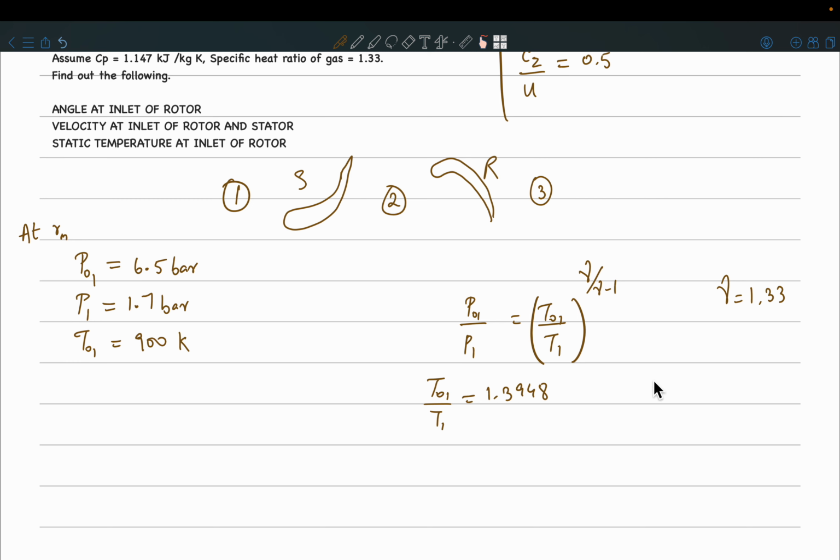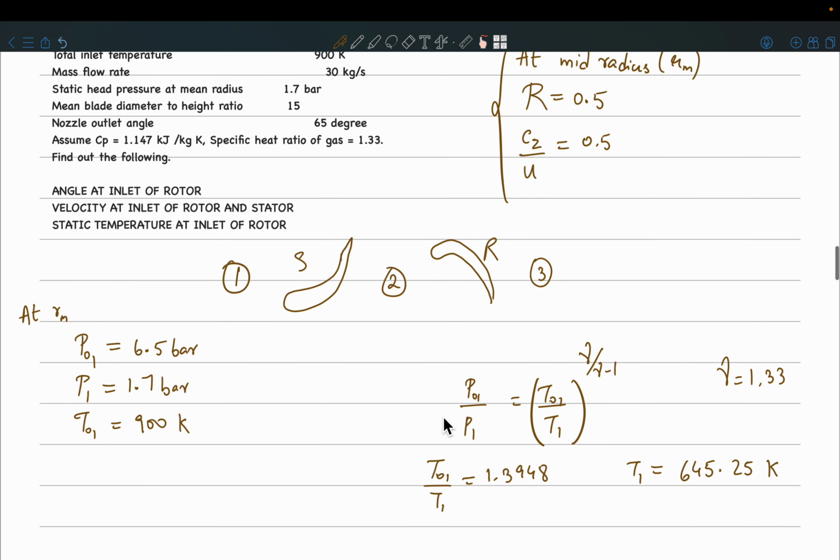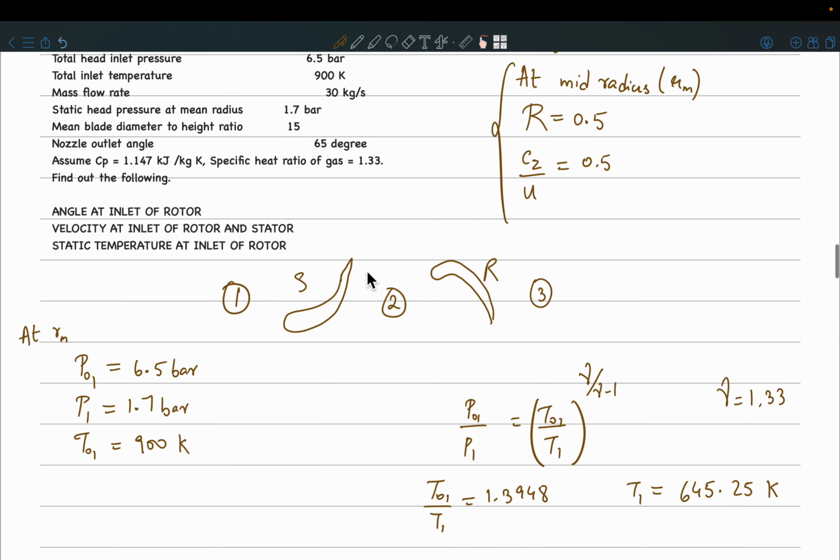Okay, and again you can put the value of T01, so that gives you the value of T1, and T1 is nothing but 645.25 Kelvin. Okay, so now what we need to do is, we are given these quantities, pressure and temperature, but we have to find the velocities and the angles, right? So we have to basically convert this problem from thermodynamics to the velocity triangles. So how do we do that?